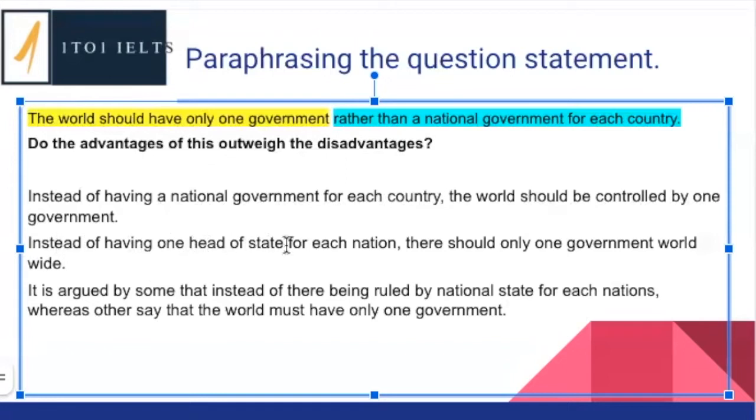Instead of having one head of state for each nation, there should only, here we need the verb to be, there should only be one government worldwide. So one head of state, what does a head of state mean? Can someone tell me? Head of state is actually the person. So instead of having one person, we're talking about having one government. So head of state here would not work as a synonym.